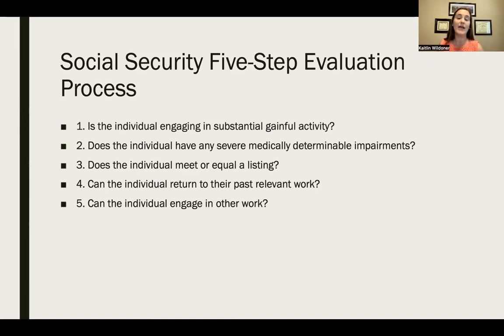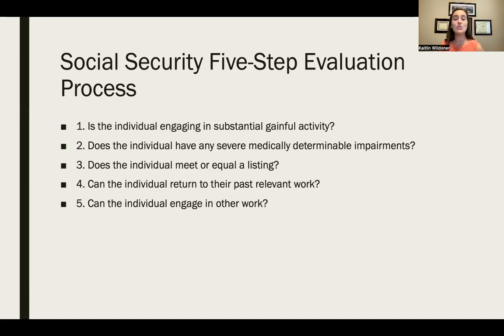step 5 to say, okay, you might not be able to go back to your past work, but are there any jobs that exist in the national economy that you can do with this RFC? And in making that determination, they use not only your RFC, but also your age, your education, any transferable skills you may have gained from your past work. And they look at all of those together to see, are there other jobs that exist? If there are other jobs that exist, they will deny the claim. If there are no other jobs that exist based on your RFC, age, education, past work, all of that, then they will approve your claim at step 5.